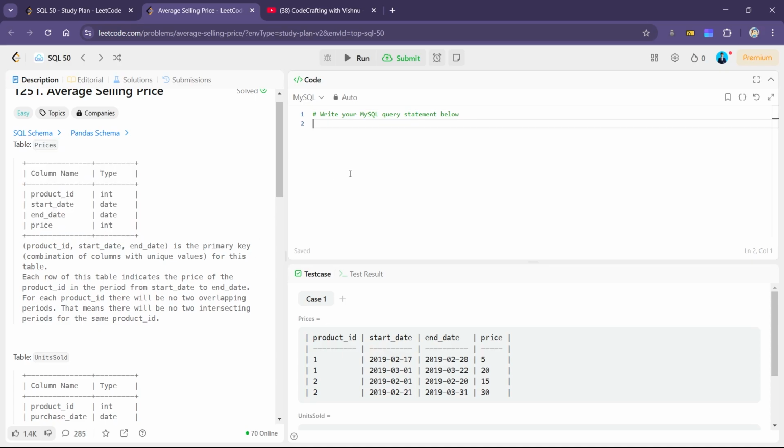First let's write the query and then we'll understand it alongside. First let's select everything. Select star from Prices P and UnitsSold U.